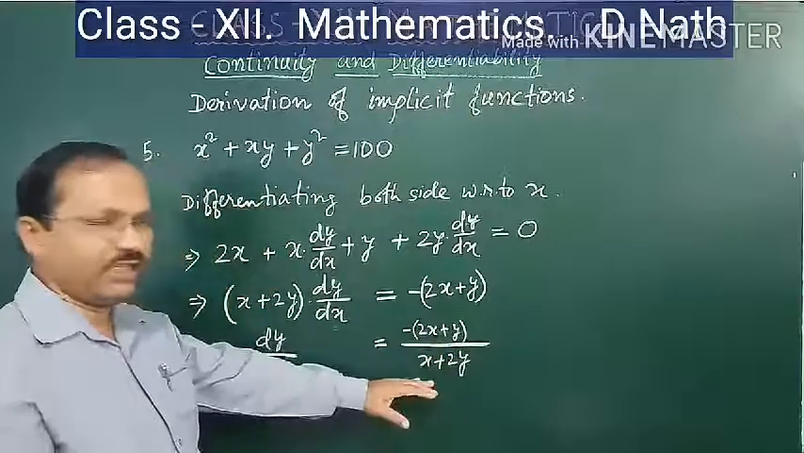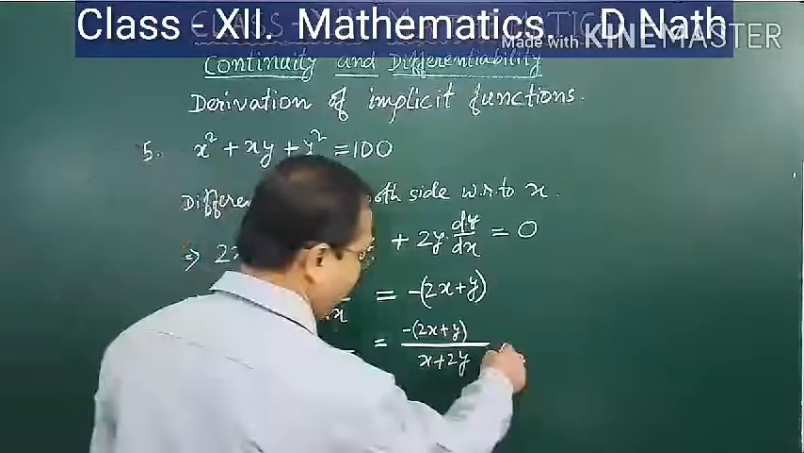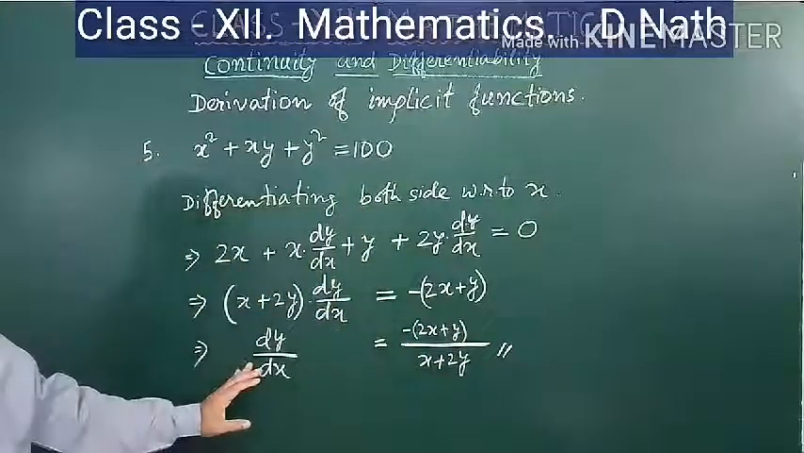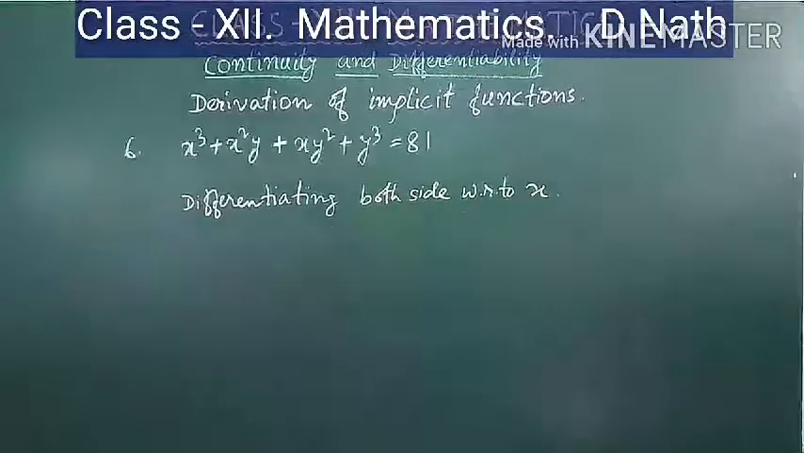Can that be cancelled? No, because here it is 2x plus y, here it is x plus 2y. So this will remain as the answer for dy dx. This way you can find the dy dx. Okay? So next question. So how to do this question?